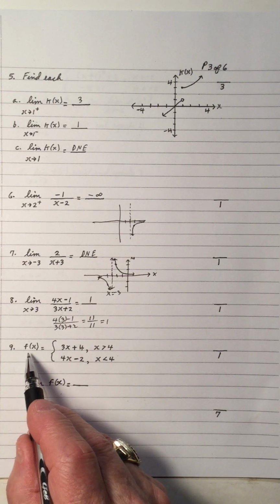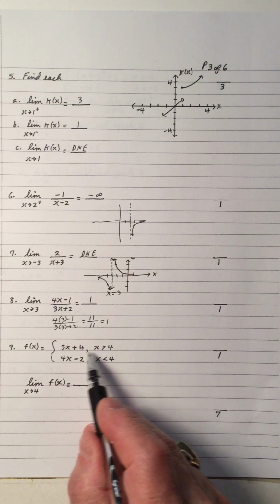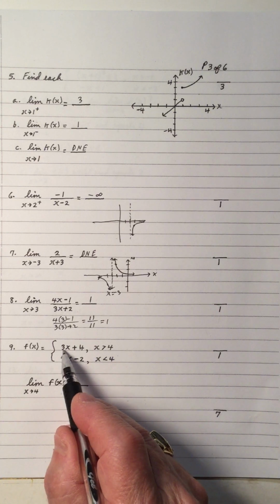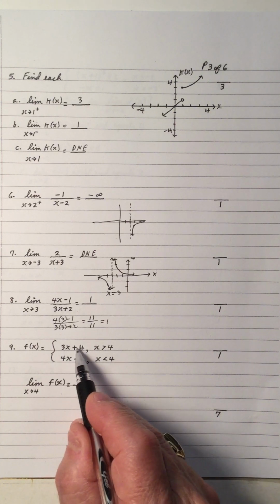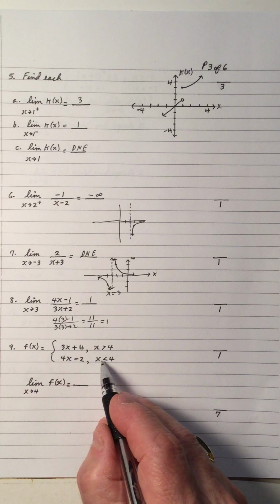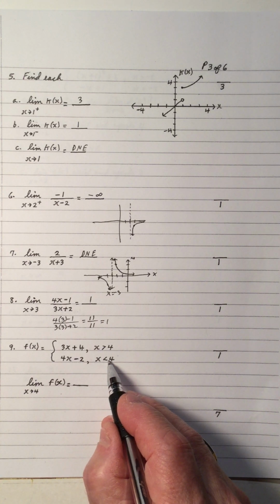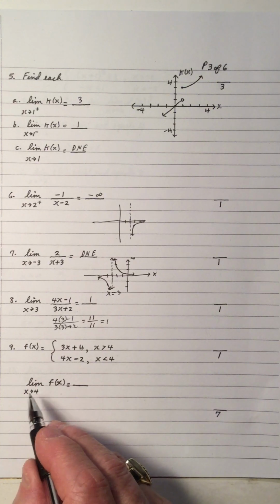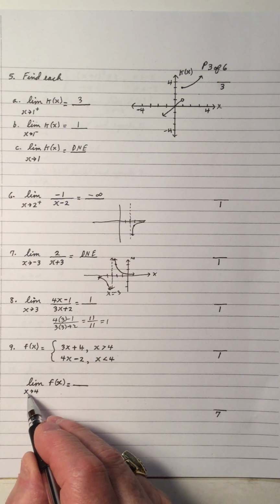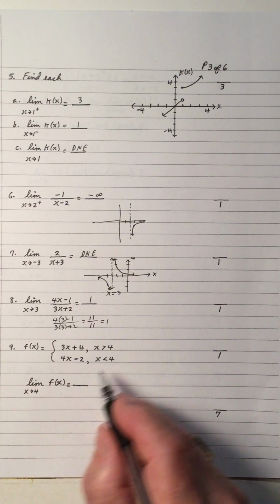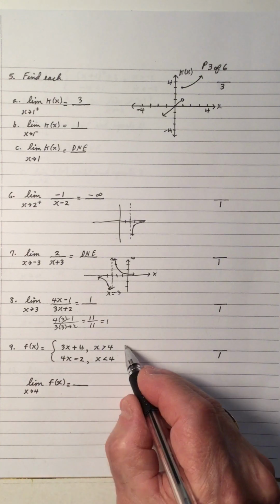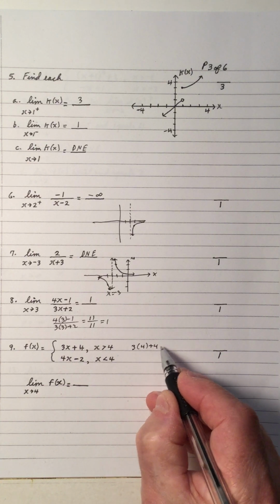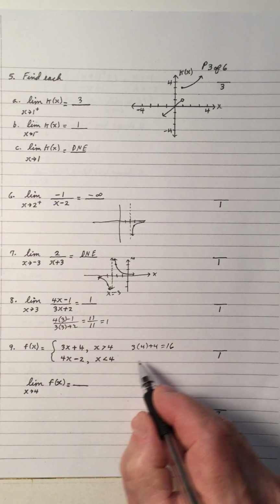And number 9, f of x. Notice we have a piecewise function. If the number is greater than 4, on the right, then we take this linear piece, 3x plus 4. If the number is on the left, we take 4x minus 1. So we look at the limit as x approaches 4, on the left and on the right. On the right, we get 3 times 4 plus 4. That's 12 plus 4 is 16.